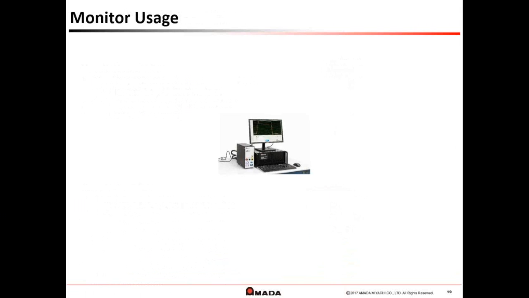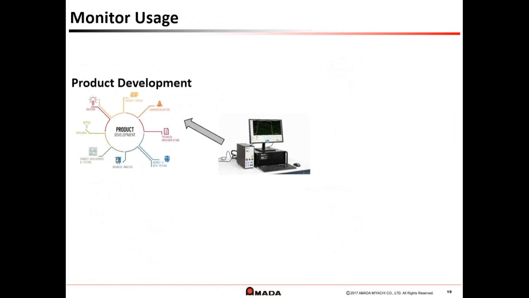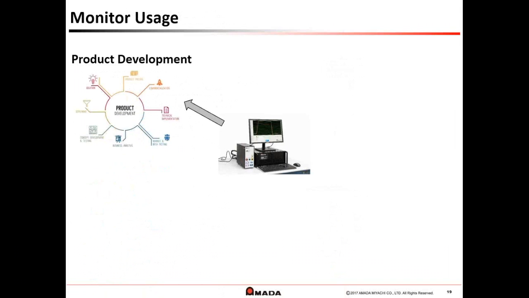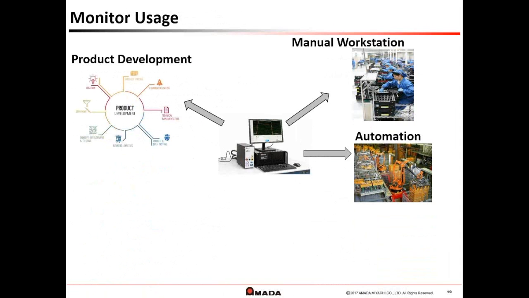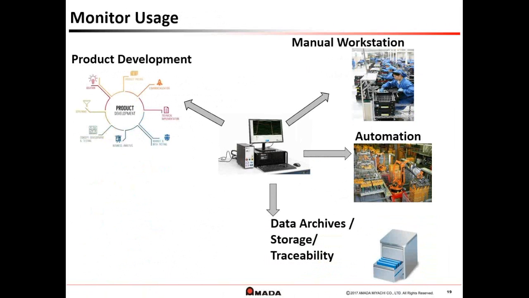So what are we going to use the monitor for? Well, we've talked about it many times during this presentation already: product development. It's a key tool to see all the parameters on one screen and see the correlation between each parameter. Product development leads to product validation. It's a great source to collect all that process information, and it moves seamlessly into either a manual workstation or into the automated environment.